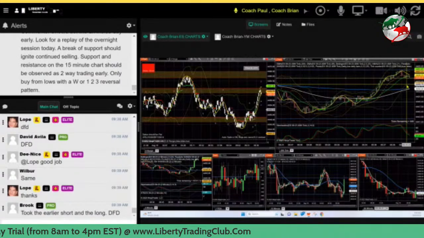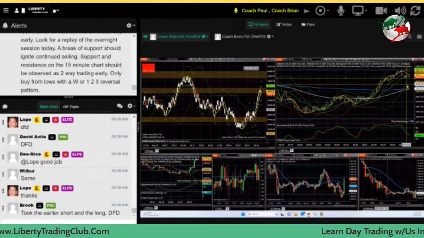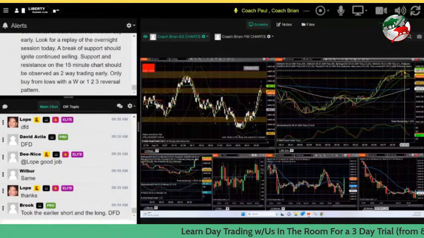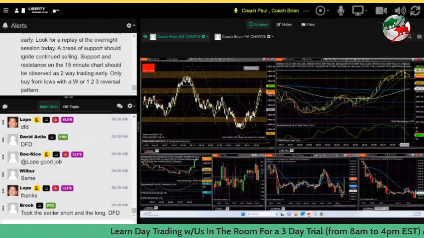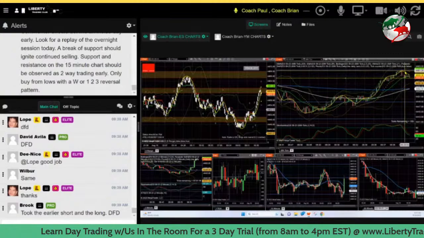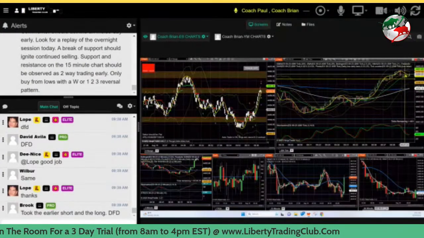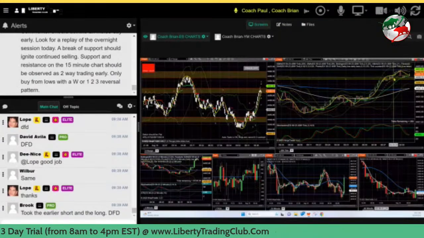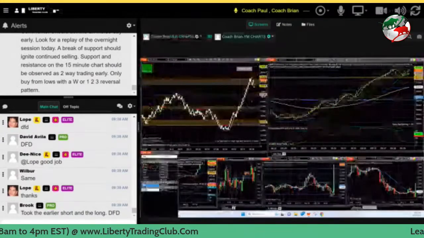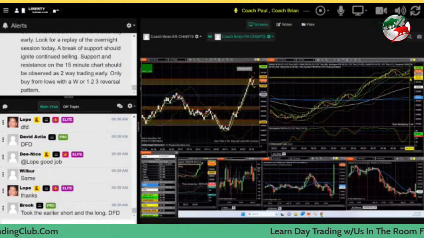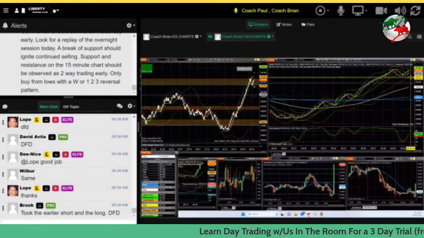Stochastics will hook up on the YM. ES starting to form a little wonky M, but if you're going to do the sell, you want to be a tick below that low, a tick below the midpoint if the M forms. Same for the YM. You want to be a tick below that midpoint if that M forms.